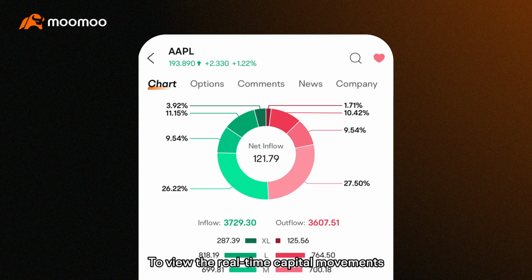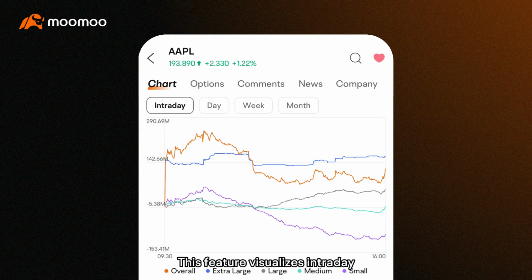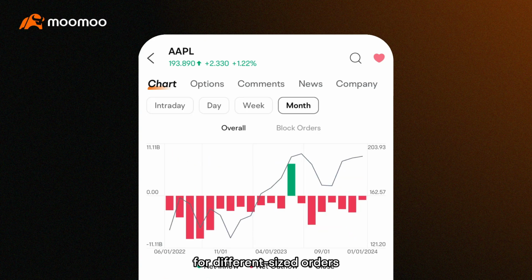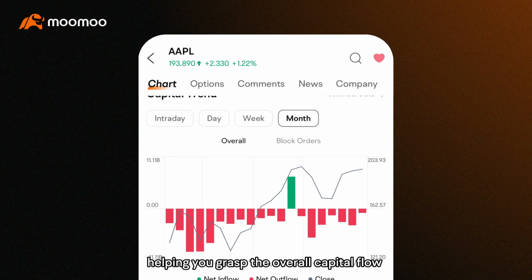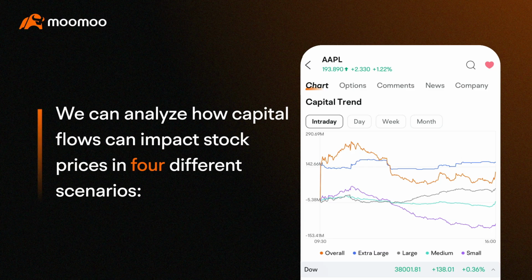To view the real-time capital movements, scroll down to Capital Trend. This feature visualizes intraday, daily, weekly, and monthly capital trends for different-sized orders, helping you grasp the overall capital flow and the movements of institutional investors. To view specific data, long press on the line chart. We can analyze how capital flows can impact stock prices in 4 different scenarios.